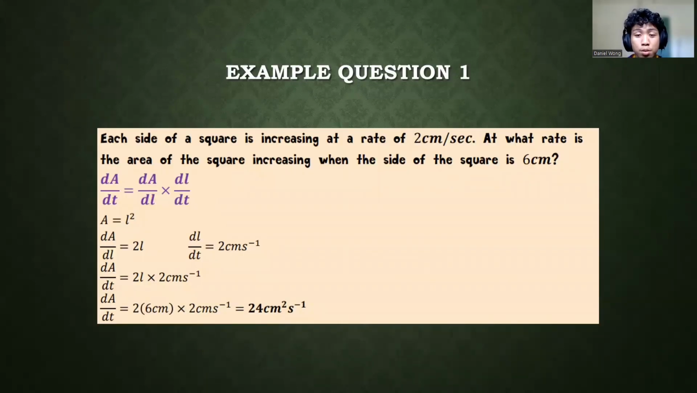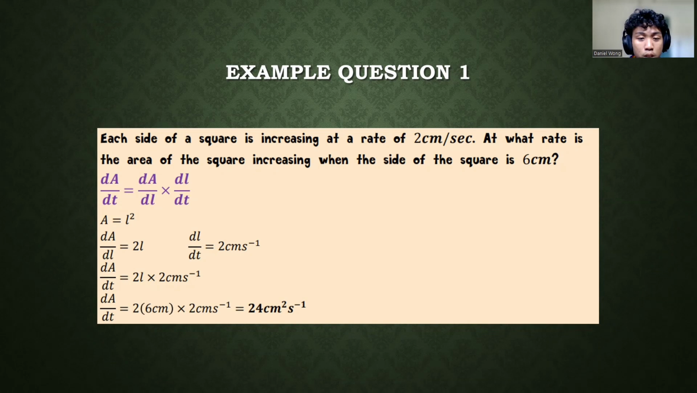So this is an example question for rate of change. Each side of a square is increasing at a rate of 2 cm per second. At what rate is the area of the square increasing when the side of the square is 6 centimeters? First, we must use the chain rule: dA/dt equals dA/dL times dL/dt. So A equals L squared. After that, we differentiate the area, so dA/dL equals 2L. After that, dL/dt equals 2 cm s^-1.